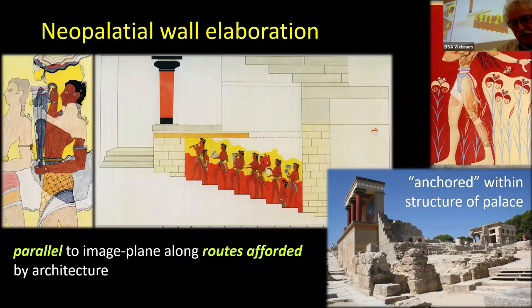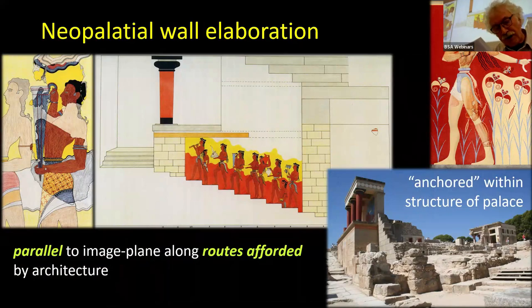By the Neopalatial period, several changes are afoot. The interior spaces of the palaces are elaborated and choreographed by the addition of figured wall paintings, as noted already, a new art form functioning at a large scale. Since activity at peaktop sanctuaries declines in this period, one wonders if the elaboration of palace walls was related to a greater flow of people within their spaces.